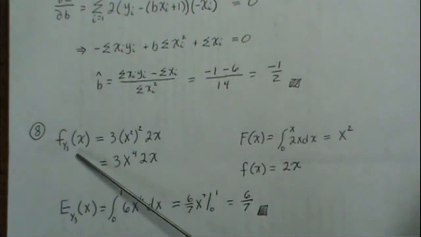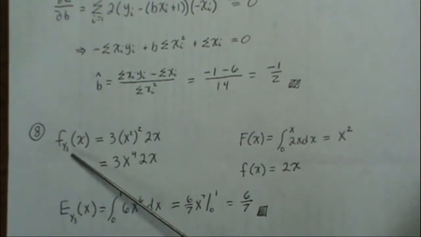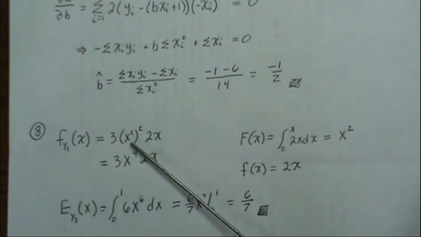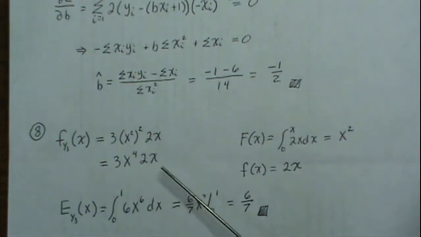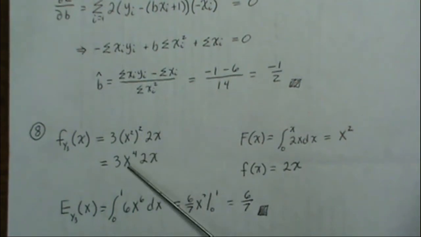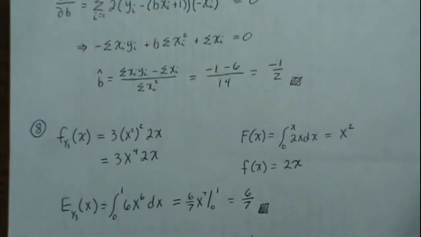So then the density of the largest order statistic is going to be n, which is 3, times the CDF squared, times the density. So we get this. Then we want to take the expected value of this function, integrating from 0 to 1. We get 6/7 times x to the 7th, plug in the values, and we get 6/7 is the answer.